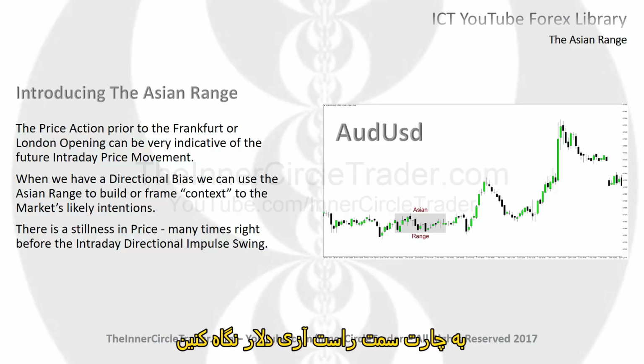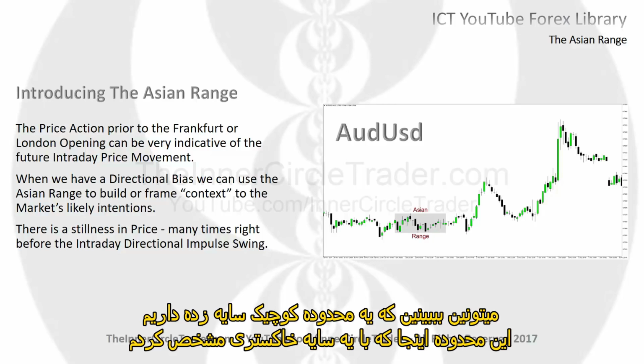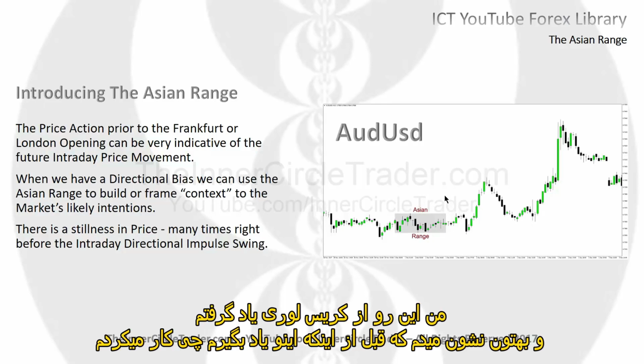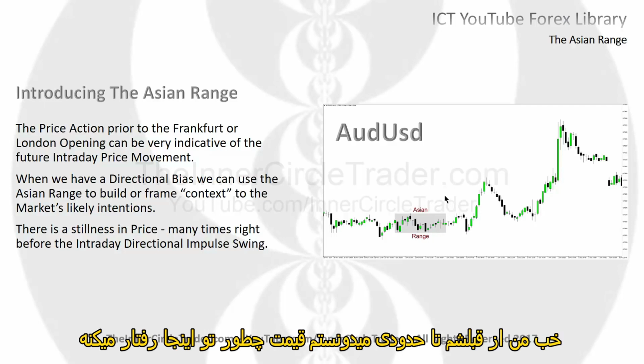You look at the chart here on the right. This is an Aussie dollar chart. You can see that there is a little shaded area right in here, delineated with the gray shaded box, and I've labeled it, not surprisingly, the Asian range. So this little piece of price action, I actually learned about from Chris Laurie, and I'll show you what I was doing before I learned this, so that you can see I already had a beat on what price should be doing.